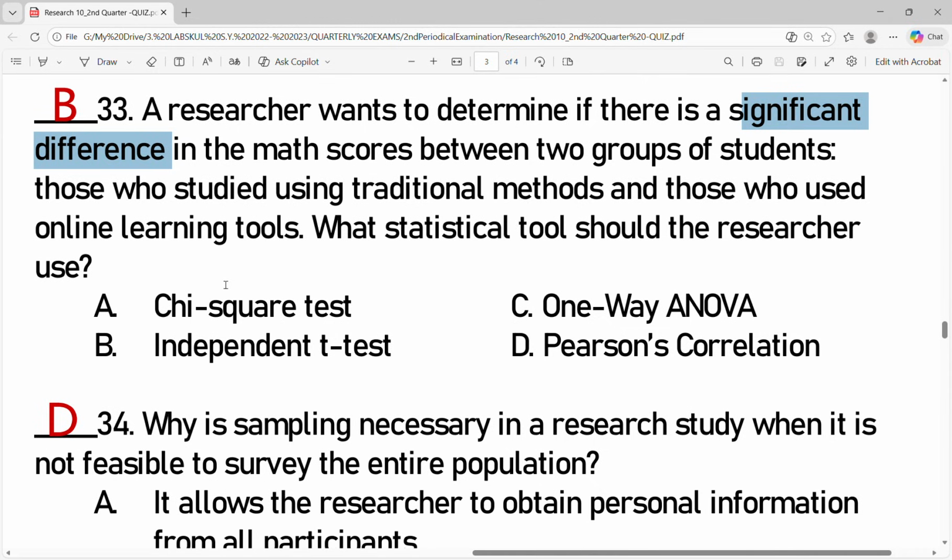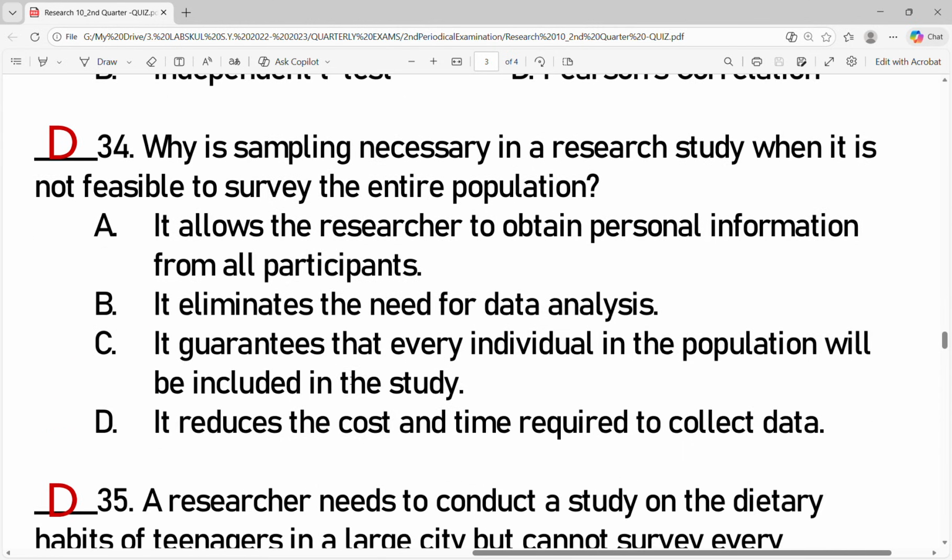So di ba may ara kita na dependent sample t-test and independent sample t-test. Kung same group of students, that's dependent sample t-test. But since we are comparing math scores of two different groups or two independent groups, the best statistical tool that we're going to use here is independent t-test. Letter B. Number 34.